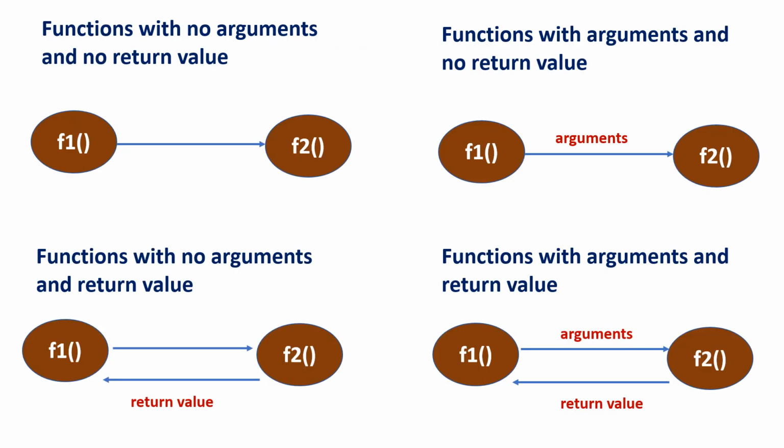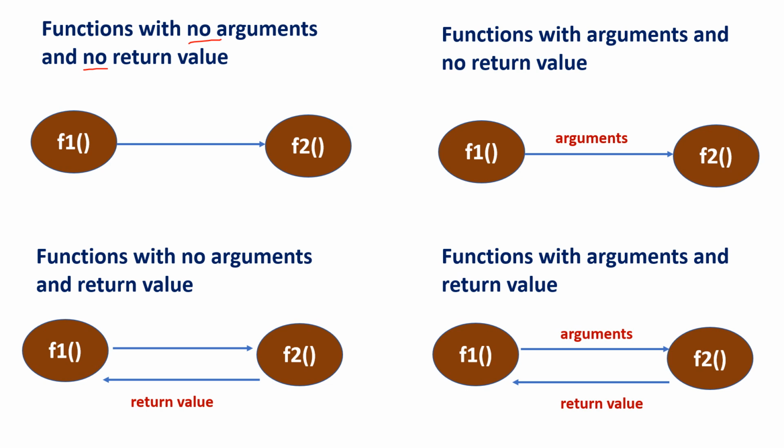Now see this example. There are two functions, f1 and f2. Assume that the f1 function is calling the f2 function. Based on this example, we discuss all these four types of function categories. Now first one, functions with no arguments and no return value.